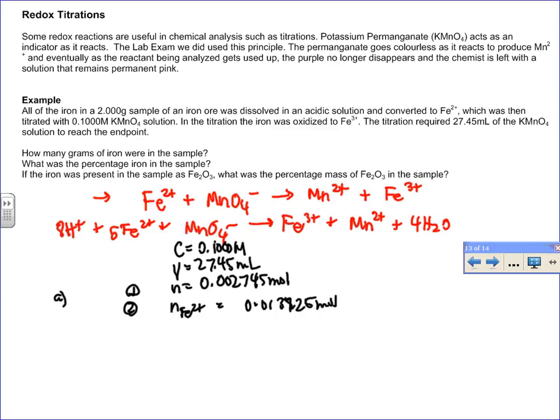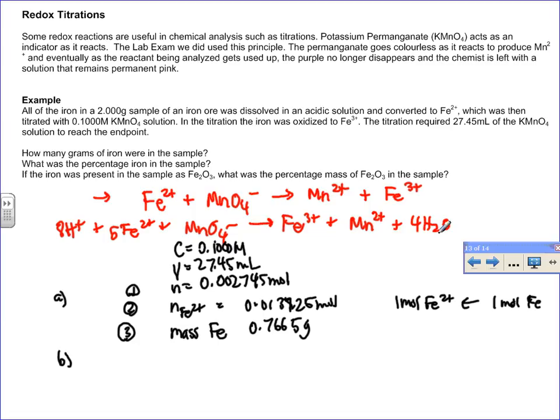Which is 0.013725. And then we can find the mass of the iron from that. For every 1 mole of Fe2+, that came from 1 mole of Fe. So there's a 1-to-1 ratio. So the moles of iron in the original sample are the same as the moles of the Fe2+ in the original sample. So that would give us a mass of iron of 0.7665.